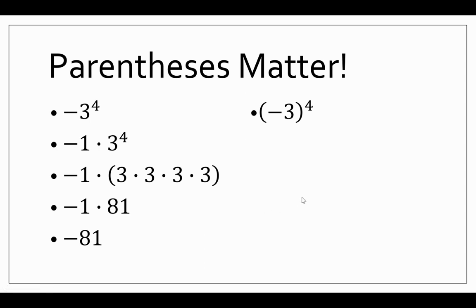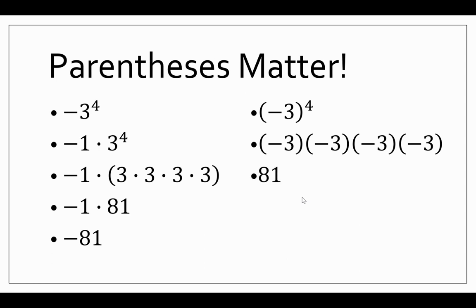(-3) in parentheses to the 4th. Well, that we will write out as -3 times -3 times -3 times -3. Parentheses matter, and we get 81 when we break that down. So that's how you evaluate exponents. Hopefully it was review-ish. If not, please do take some time to reread that section.